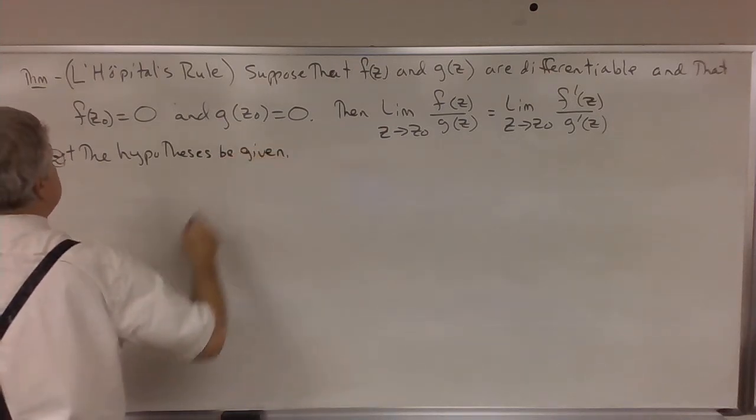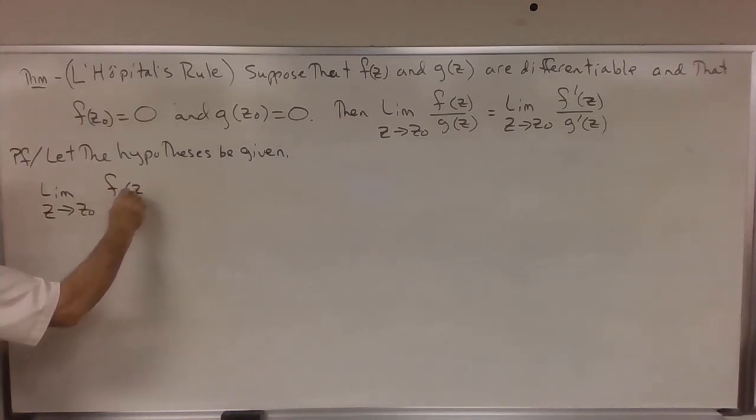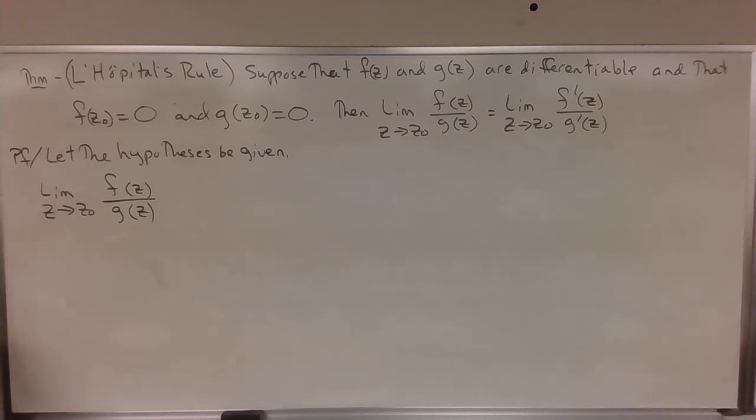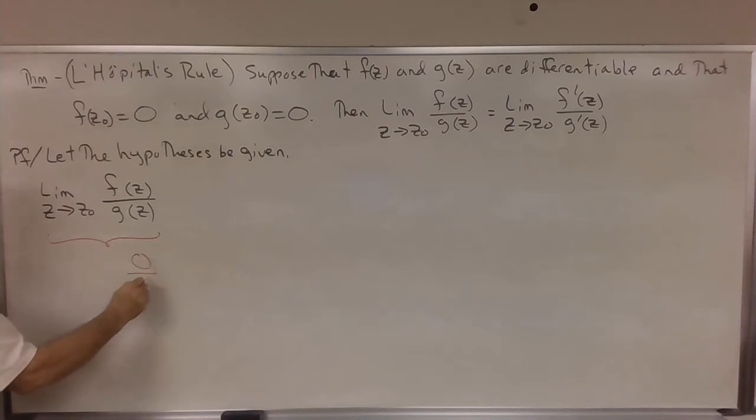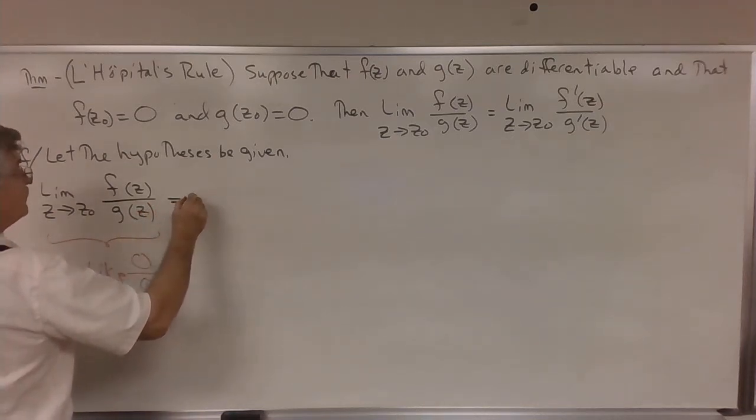So we'll let the hypotheses be given. And we have the limit as z approaches z naught of f of z over g of z. But what this looks like is 0 over 0. So that's no good. So here's what we do.